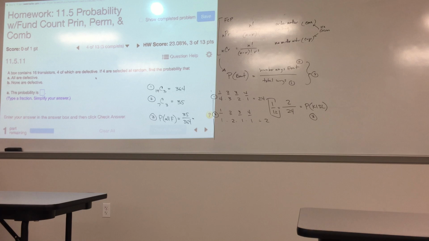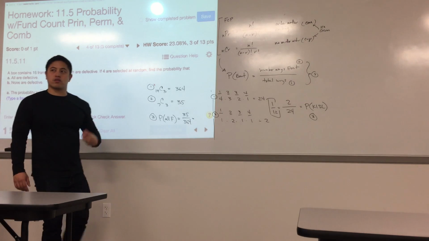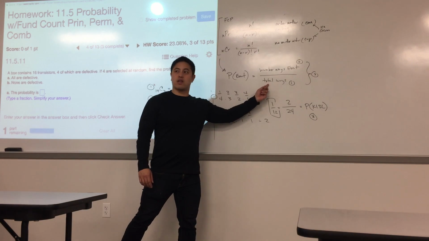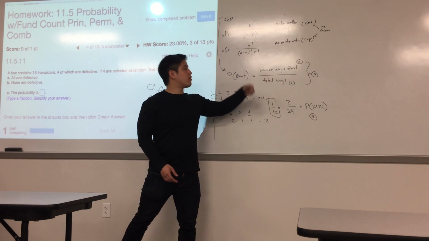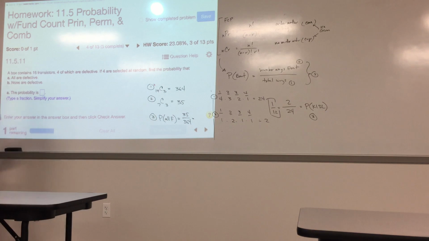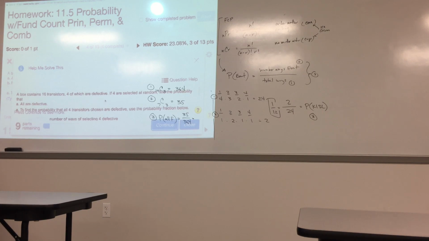A box contains 16 transistors, 4 of which are defective. If 4 are selected at random, find the probability that all are defective, none are defective. So this is a two-part problem. Does that make sense, everybody? You can already kind of see the pieces. 4 things are selected at random. That would tell you your total ways, 16C4, right? Then how many are defective? Find that one. But if you don't see it yet, that's okay. Let's go through the help me solve this so that you can see it's not a big deal, and they're doing it the same way.